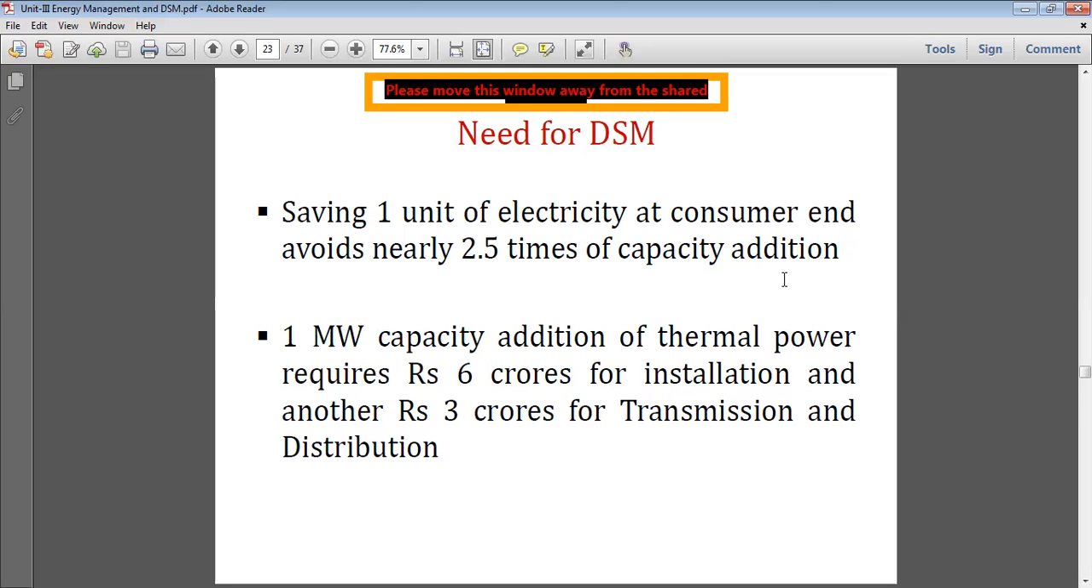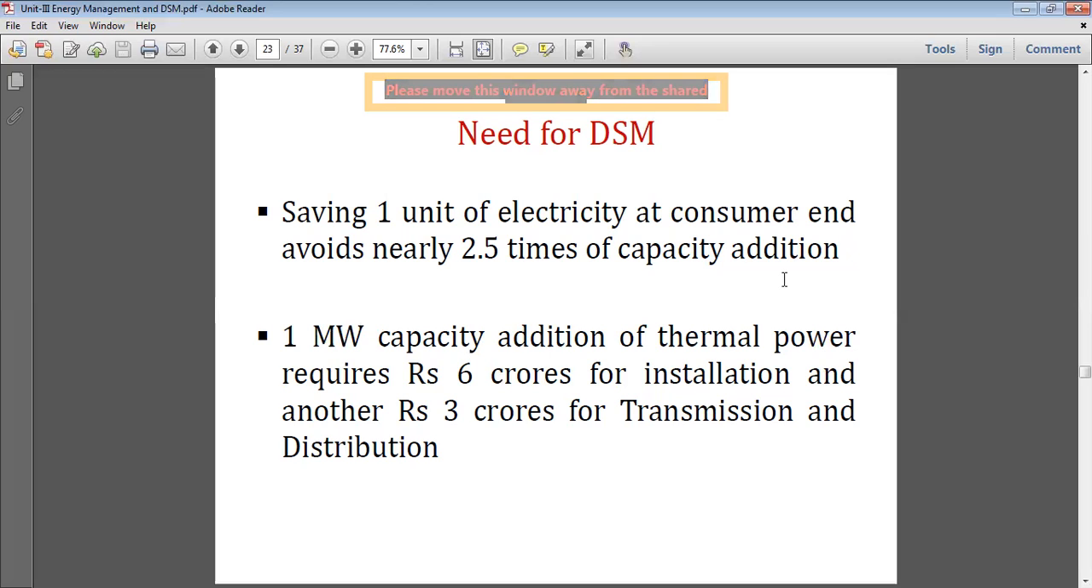So at the consumer end, if you are able to conserve 1 unit of electricity, it will avoid nearly 2.5 times capacity addition. The meaning is that if you want 1 megawatt of energy at your doorstep, at least 2.5 megawatt capacity has to be installed in the generating plant, isn't it? If collectively we are conserving 1 megawatt of power, the meaning is that we have virtually enhanced the capacity of the power plant by 2 megawatt or 2.5 megawatt.